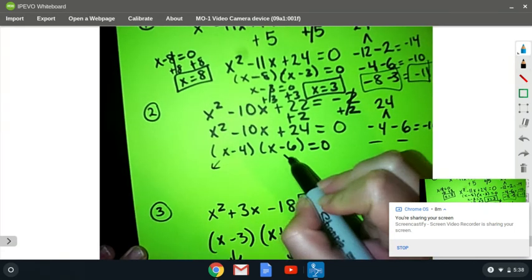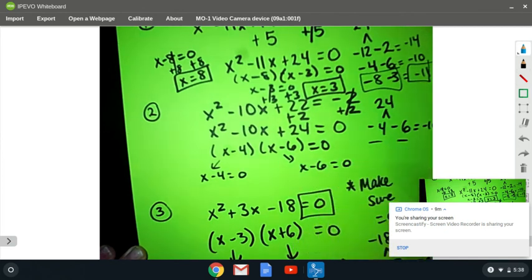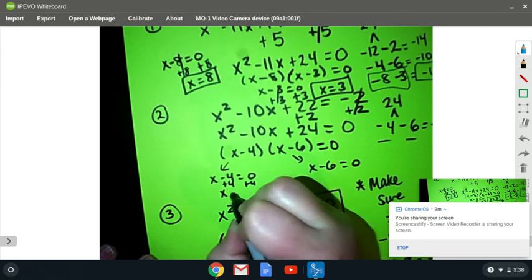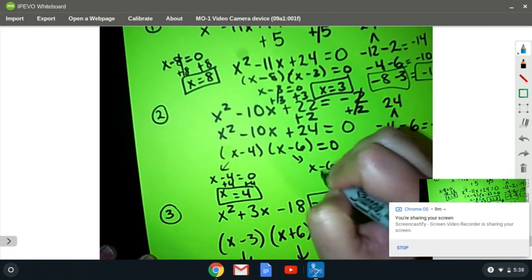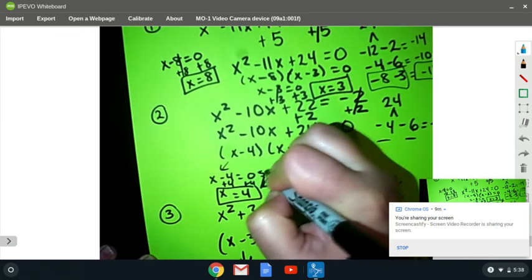Now I'm going to split these up and set them equal to 0 on their own so that I can find my 2 solutions. If I add 4 to both sides, I get x equals 4. If I add 6 to both sides, I get x equals 6. These are my solutions.